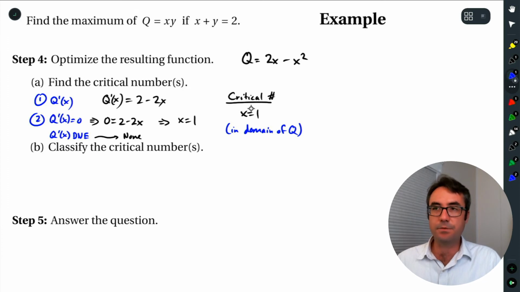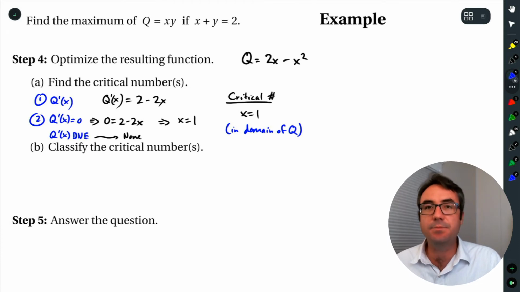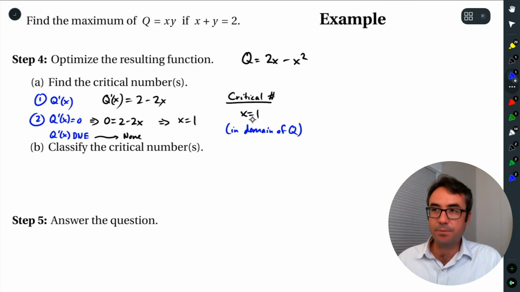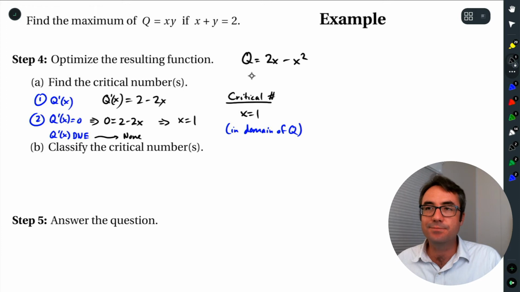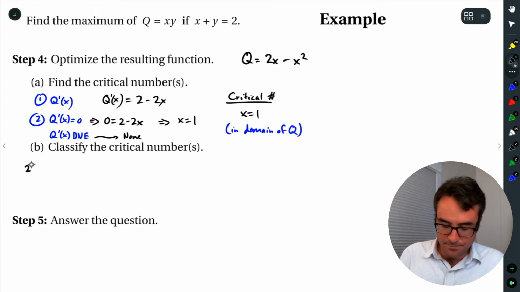So now we have a possible location. Remember, the critical numbers are just possible locations where we're going to have a max or a min. But we have to figure out, do we have a max, min, or neither? This is the only place that it could happen. So the next step is to actually classify the critical number. And we have 2 options for how to do this: first derivative test or second derivative test. Either one probably will work here. Sometimes the second derivative test is a little bit quicker, so let's do that. But if you wanted to do the first derivative test, perfectly fine.